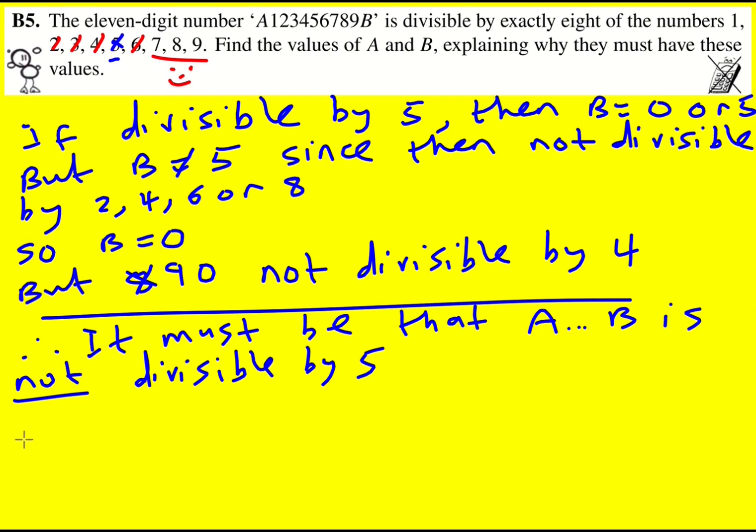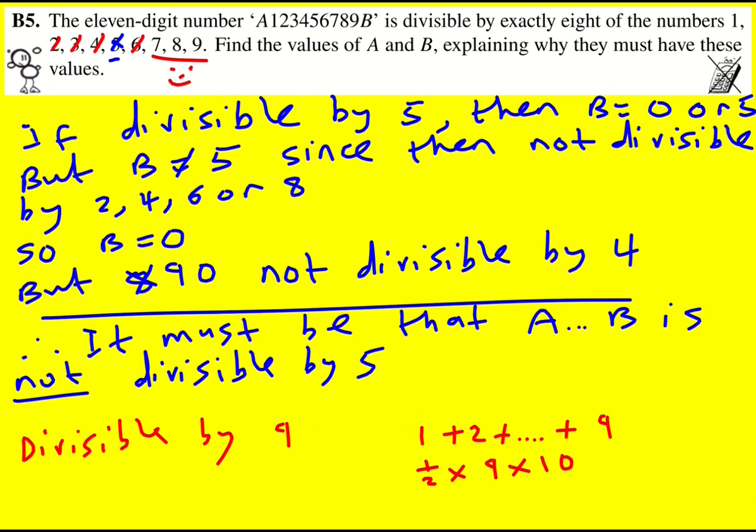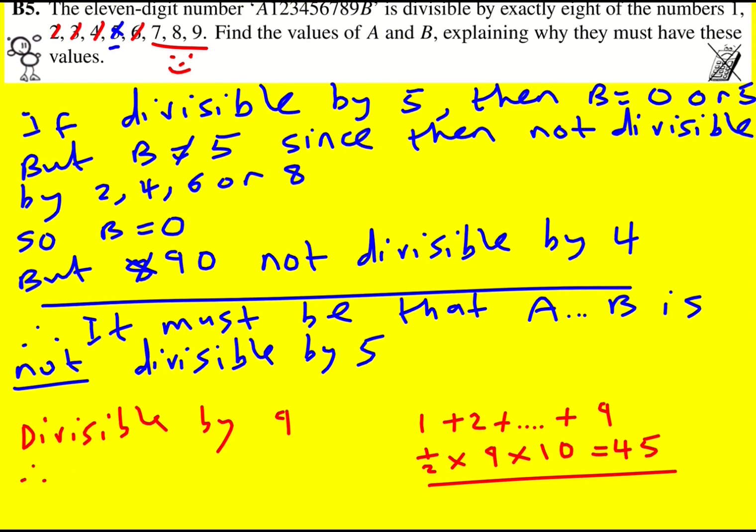So if it's divisible by 9, the digit sum must add up to a multiple of 9. Now, if I add up 1 to 9, there's a quick way to do this. It's to do a half times n times n plus 1, or half times 9 times 10 in this case, which is 45. Okay, not going to talk any more about that here. That is the formula for triangle numbers. So that is divisible by 9, and therefore we need A plus B to equal 9.